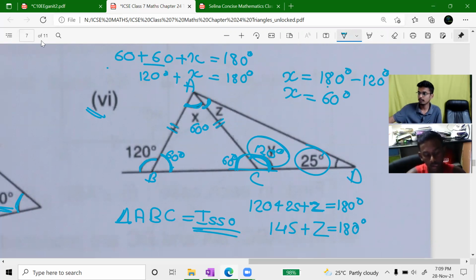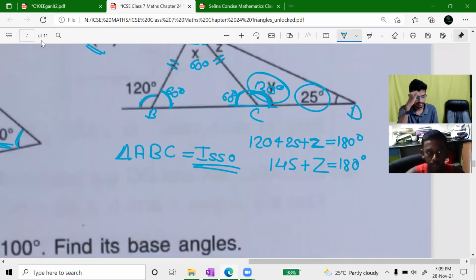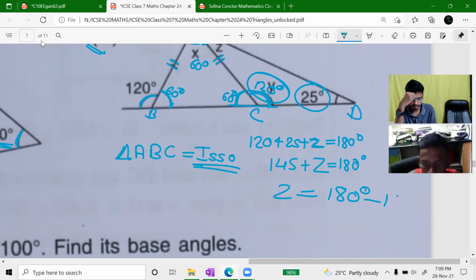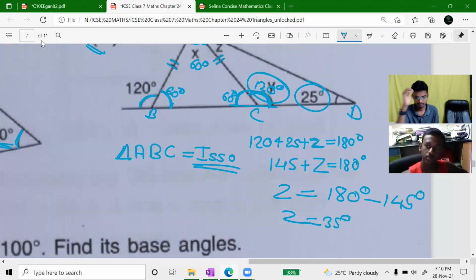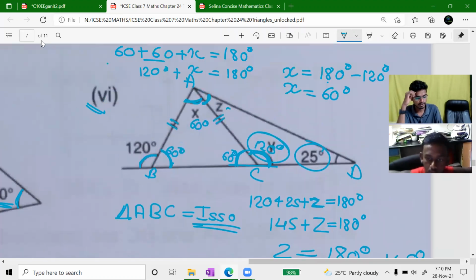Am I right? So your z is equal to 180 degrees minus 145 degrees. 180 minus 145 is 35 degrees. So this will be 35 degrees. Any doubt?